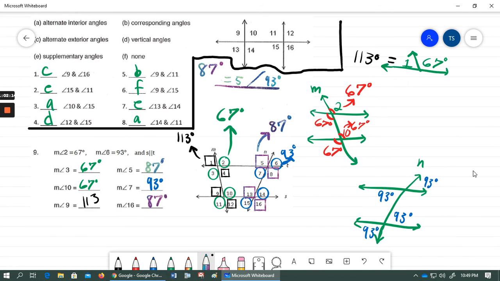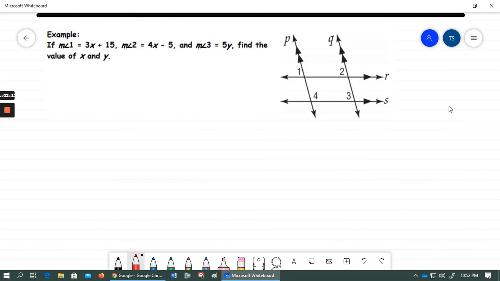Okay, little example coming right up. Okay, guys. So in this example, they tell us that the measure of angle 1 is 3x plus 15. Here's an example that has variables in it where we'll have to write out equations. It tells us the measurement of angle 2 is 4x minus 5. Then it tells us that the measurement of angle 3 is 5y. The measurement of those is equal to that.